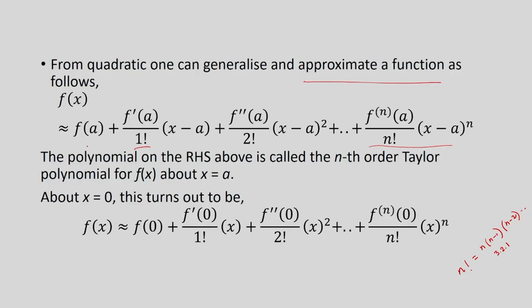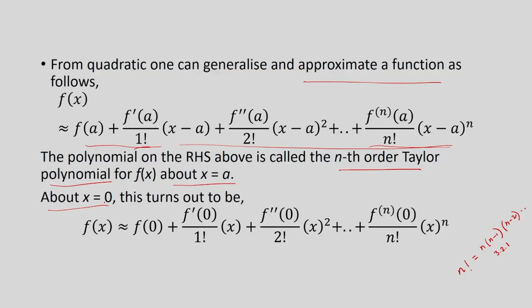Now, the expression on the right hand side is obviously a polynomial of degree n, because the power of x is n. The polynomial on the right hand side above is called the nth order Taylor polynomial for f(x) about x is equal to a. Obviously, we are taking the approximation around a particular point, that point is x is equal to a.